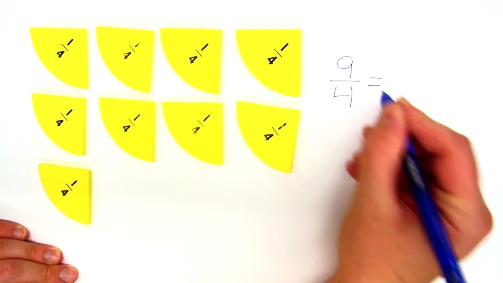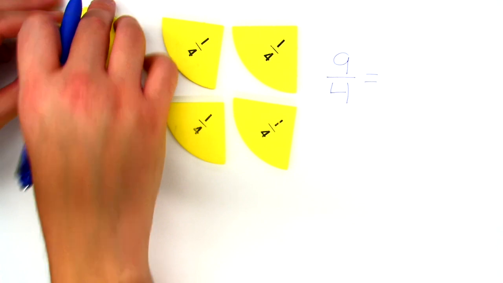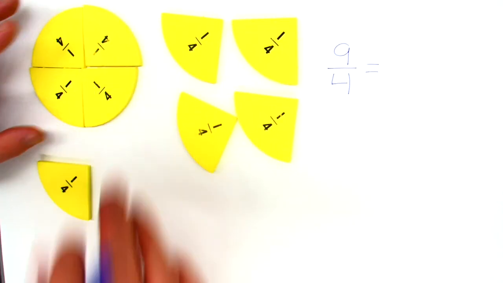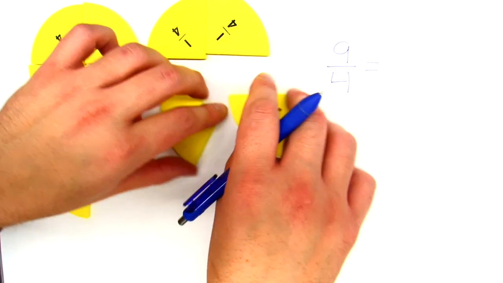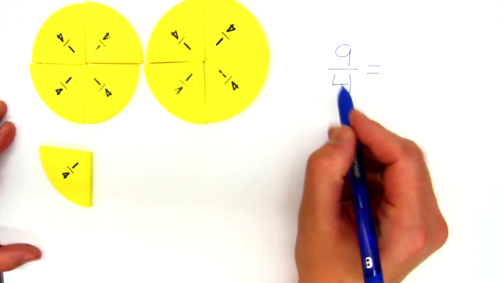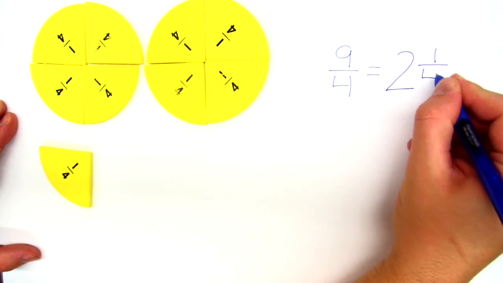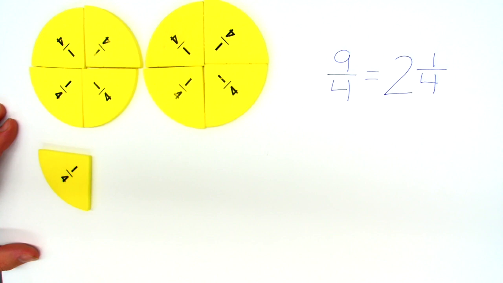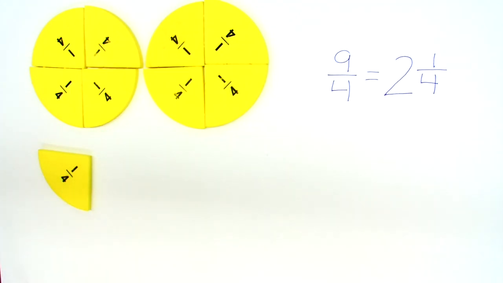But we're gonna see if we would group 4 of them, right? That would make one whole because 4/4 is 1. So there's 1, 2, and there's 1/4 left over. So 9/4 actually equals 2 and 1/4. But how do we go back and forth, right? What's the math behind that? This visual kind of shows us why 9/4 is 2 and 1/4, but how do we do it mathematically, right?